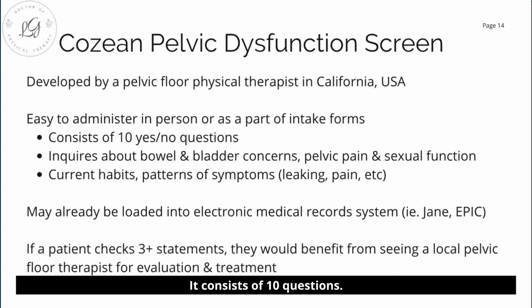It consists of 10 questions. It's sort of just like a tick box, so kind of a yes or no. It inquires about bowel and bladder concerns, pelvic pain, sexual function. And if a patient checks 3 or more statements, they would probably benefit from seeing a local pelvic PT for eval and treatment.